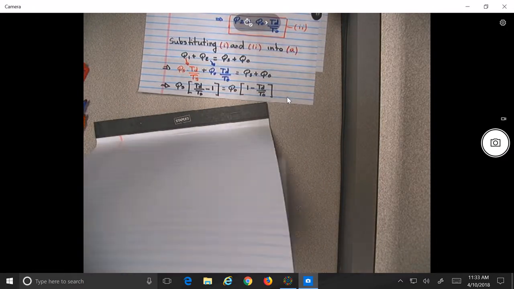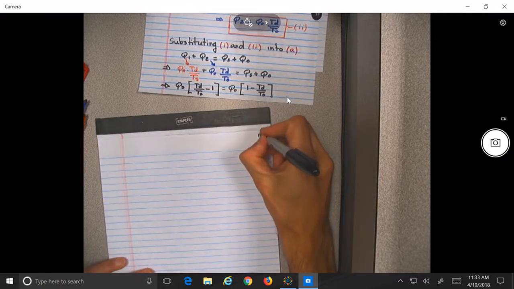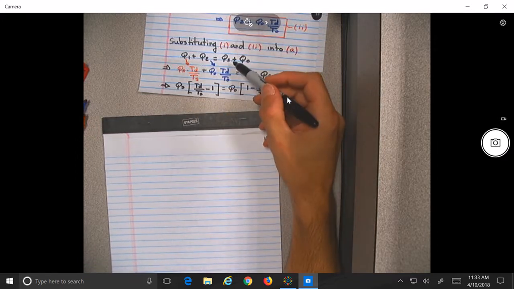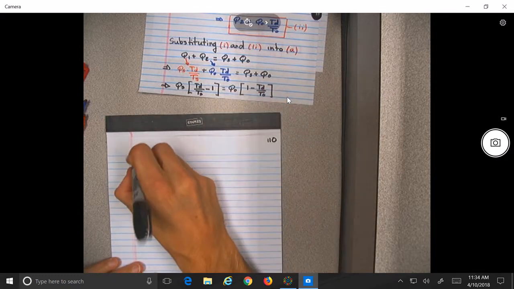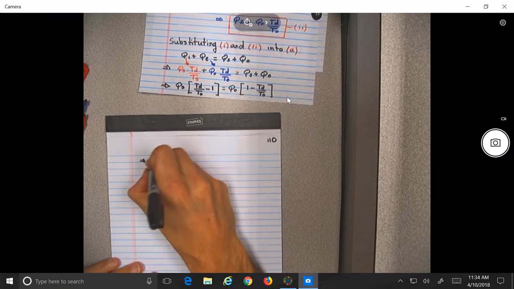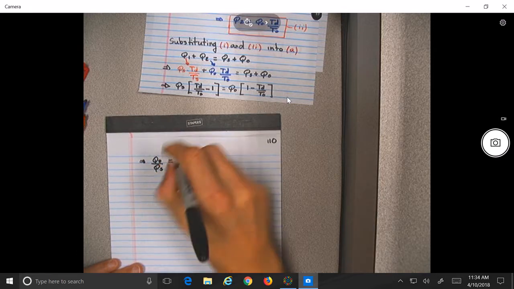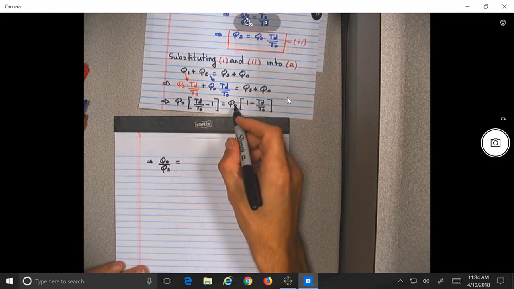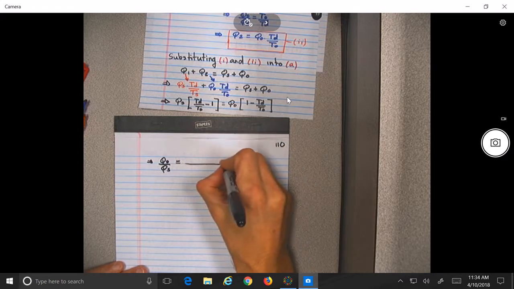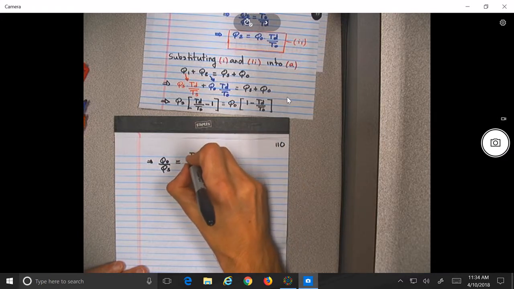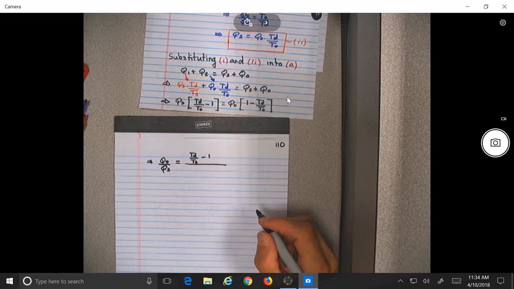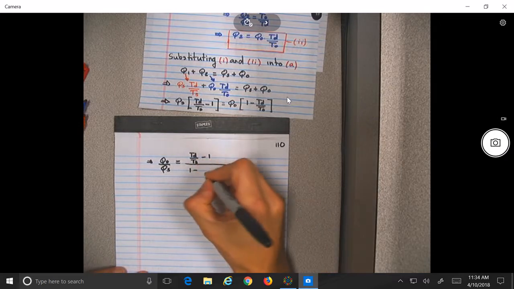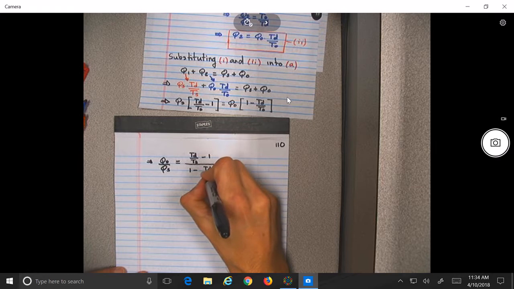So now, let me look at the first equation here. I need to do over QS. So this will give us Q sub naught over Q sub S will be equal to what? TD over TS minus 1 divided by 1 minus TD over T sub naught.